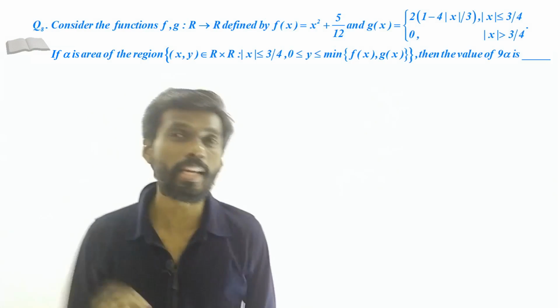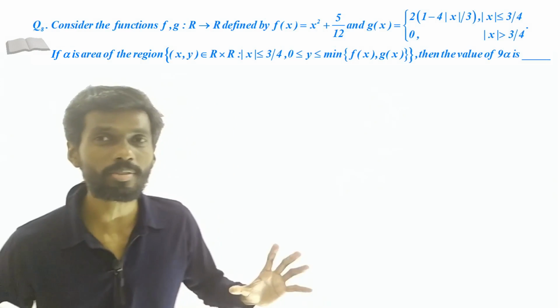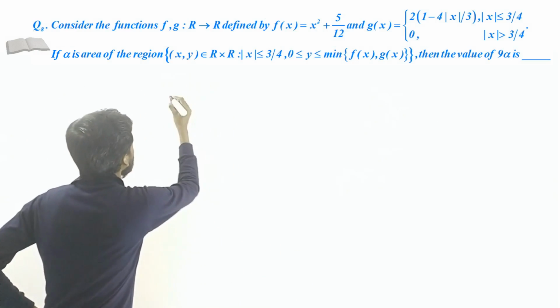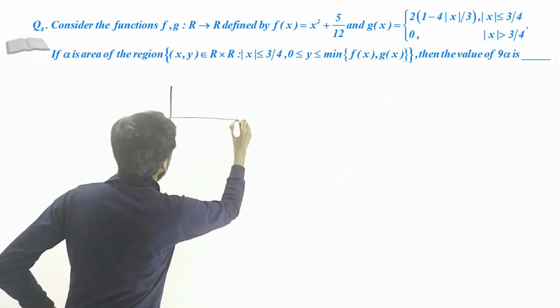Here we need to find the area of the region given by these two functions, right? So obviously what do we have to do? We have to draw the curves, right? Let us draw them one by one. The first one is x square plus 5 by 12.